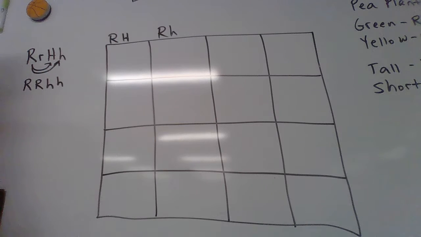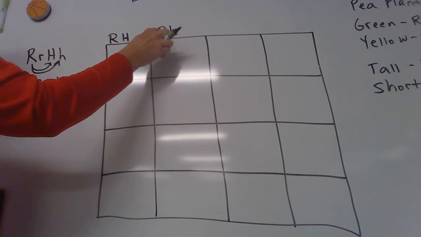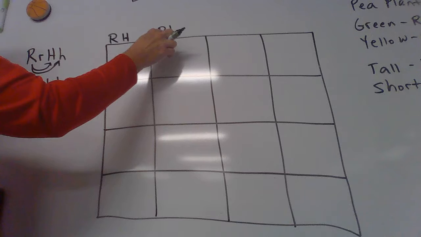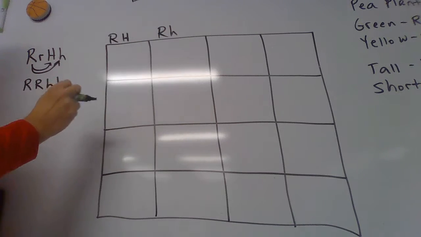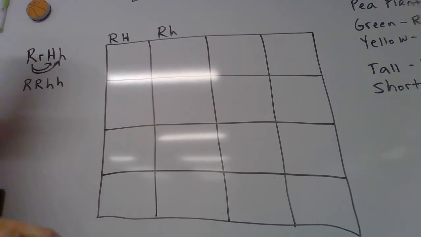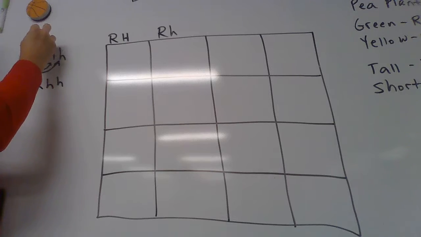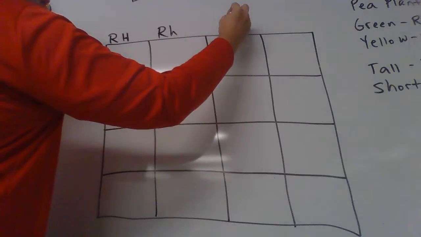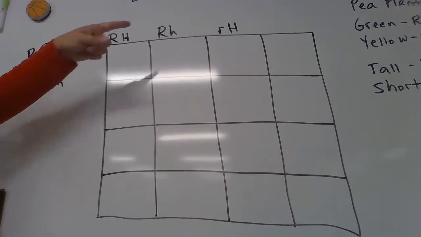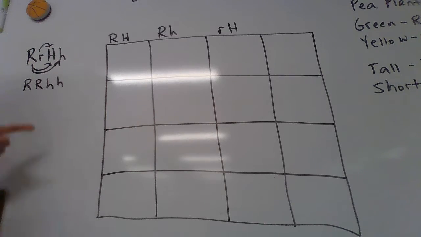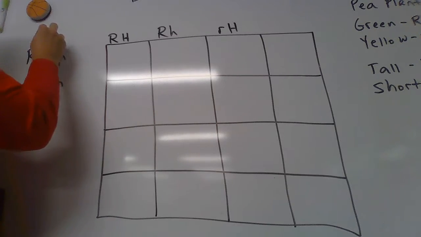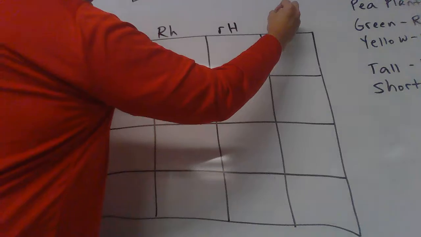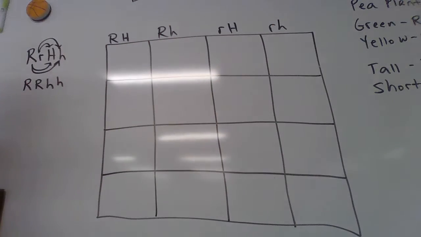So now it's possible that this parent could pass down the dominant color and the recessive height. Now we take the other little r here and we compare it to the H, little r, big H. Now there's a chance that that gene setup can be passed down. And then little r, little h, and that one can be passed down like that. Okay? That's one parent. Now let's look at the other parent.